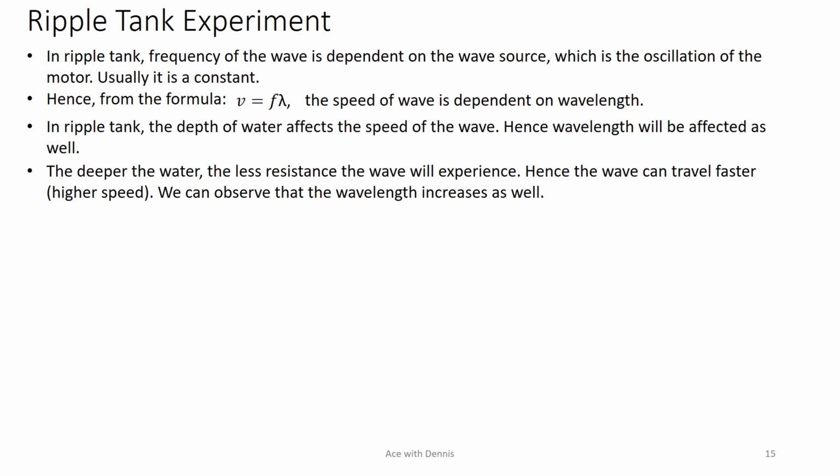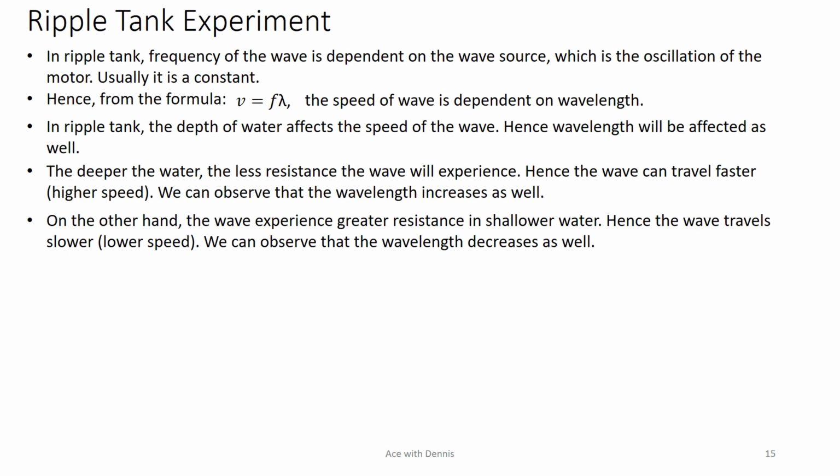The deeper the water, the less resistance the wave will experience. Hence, the wave can travel faster or at higher speed. We can observe that wavelength increases as well. On the other hand, the wave experiences greater resistance in shallower water. Hence, the wave travels slower or at lower speed. We can observe that wavelength decreases as well.